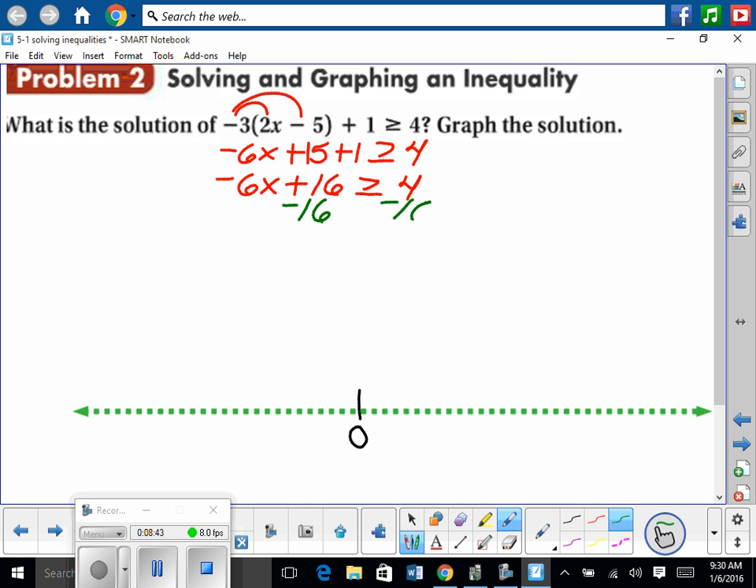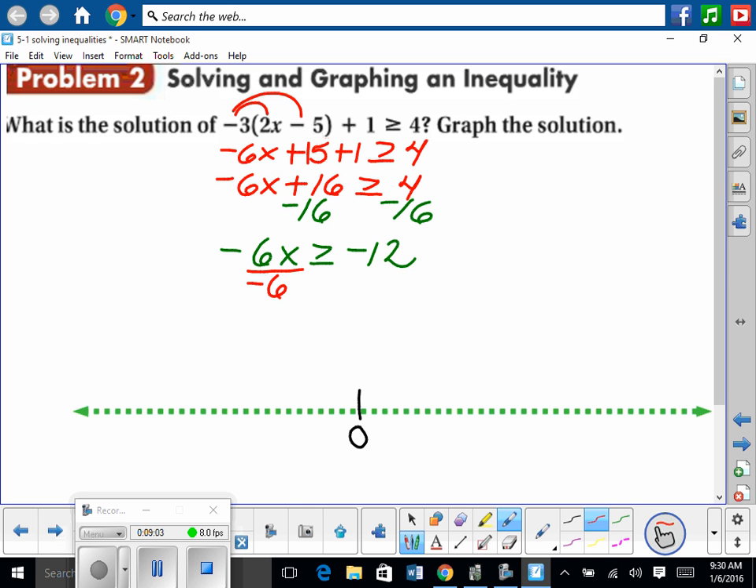Subtract 16 from both sides. Do I need to change the sign? No, it's only when multiplying or dividing by a negative. So you tell me, negative 6x is greater than or equal to negative 12.